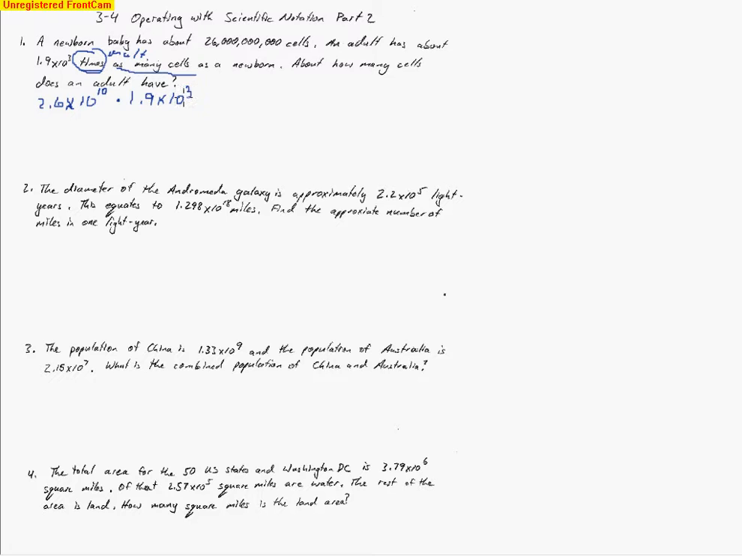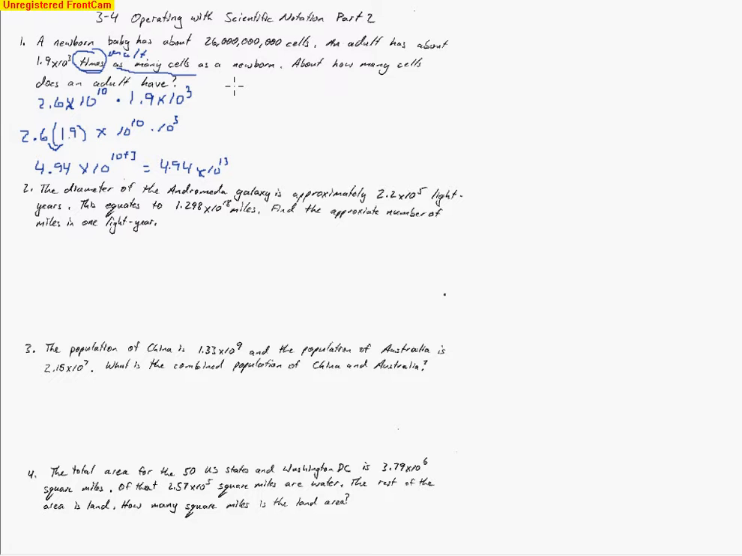When I multiply in scientific notation, remember you're multiplying the two numbers, 2.6 times 1.9. Then I'm also going to multiply the numbers with exponents, and I can add up those exponents. When I multiply these two numbers, I end up with 4.94, and this is 10 to the, and then I have to add up the exponents. Remember, that's the rule with exponents: you add them. So we end up with 4.94 times 10 to the 13th power.